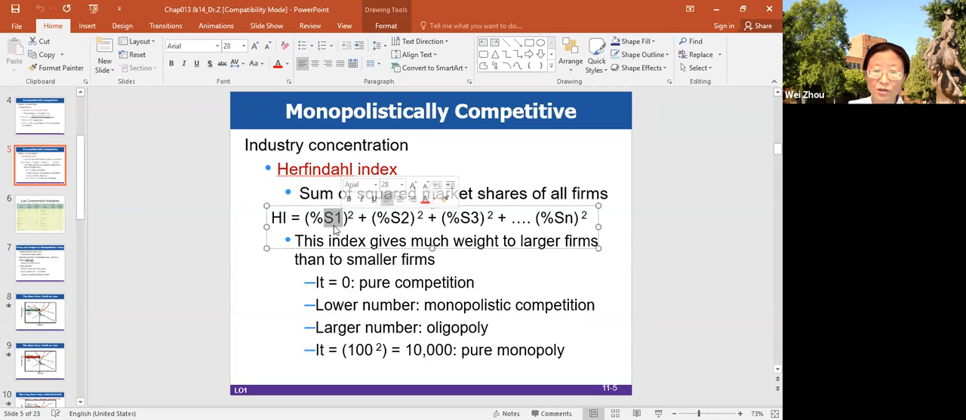0.001% of market share, and then you square it, it's going to be a smaller number. So you add together a bunch of small numbers, so it will be close to 0. So anything between them will be monopolistic competition and oligopoly. Of course, the bigger number will be more oligopoly, the smaller number, more monopolistic competition.